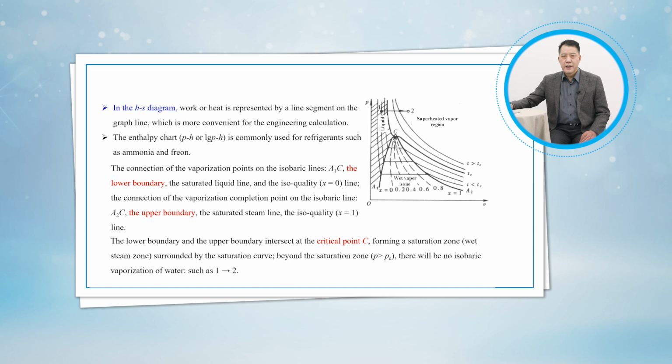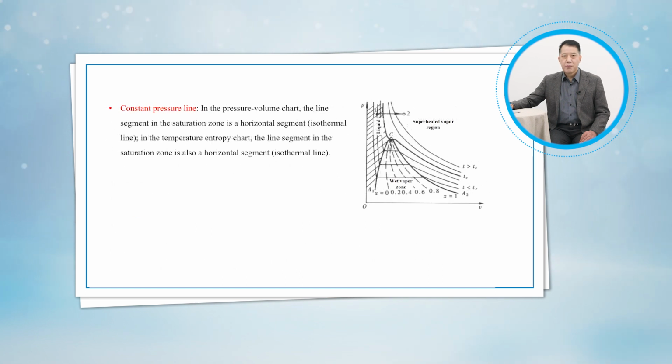The lower boundary and the upper boundary intersect at the critical point C, forming a saturation zone surrounded by the saturation curve. Beyond the saturation zone, there will be no isobaric vaporization of water, such as state 1 to state 2, constant pressure line. On the pressure volume chart, the line segment in the saturation zone is a horizontal segment.